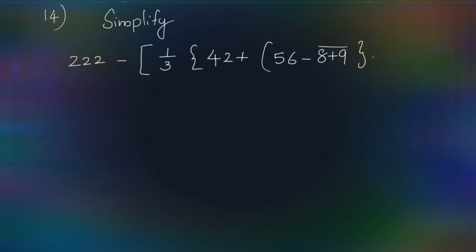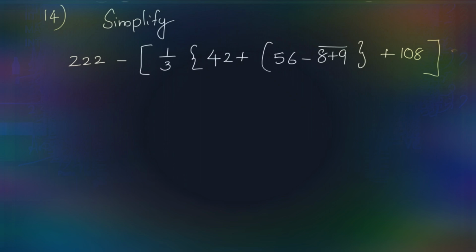222 minus 1 by 3. Here it is a parenthesis, and inside that 42 plus, then there is a bracket, that is 56 minus 8 plus 9. Here there is a vinculum, then put the parenthesis again, then 108, then put the square bracket. Here the parenthesis is the double bracket itself.